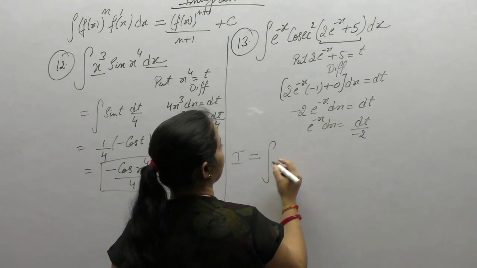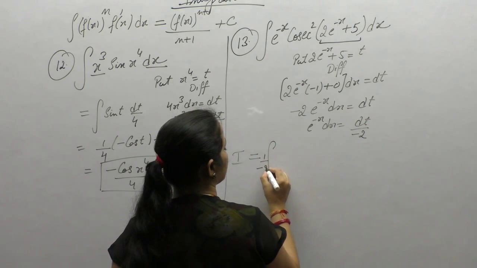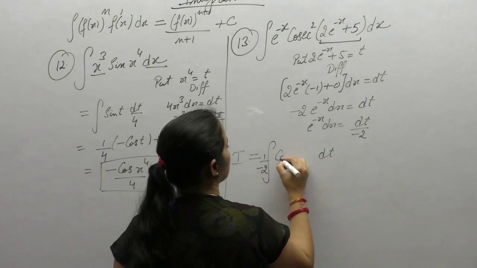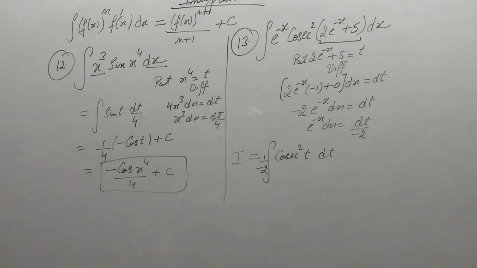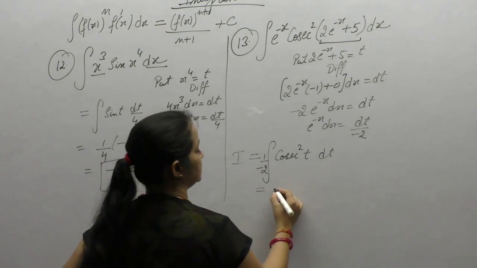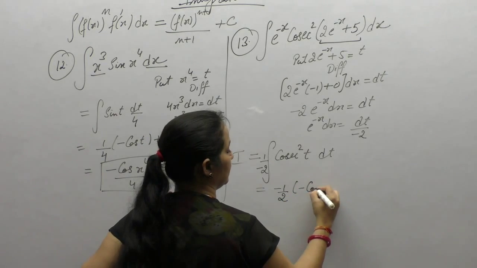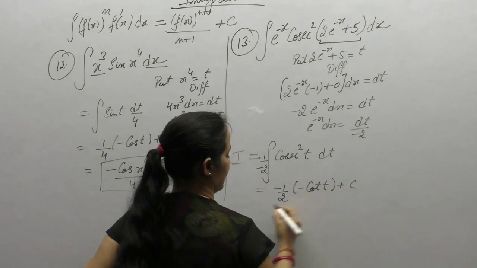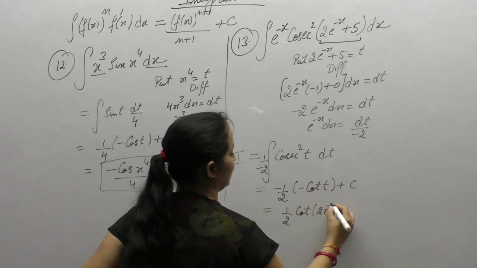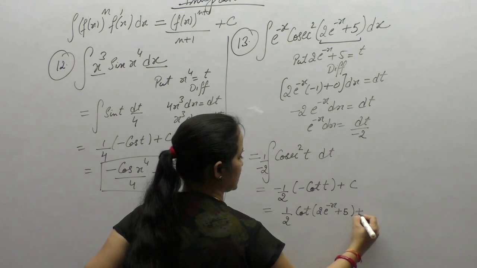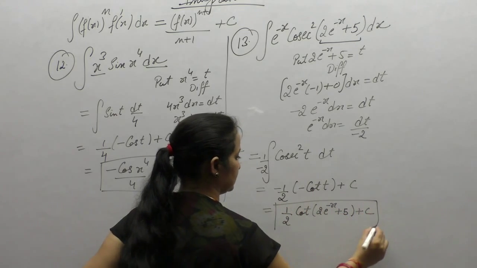Put in the given integral. 1 upon minus 2 is constant, cosec square t. And now, the integral of cosec square is minus cot t. Apply the formula here: minus 1 by 2 into minus cot t plus c. So the answer is half cot of (2 e power minus x plus 5) plus c.